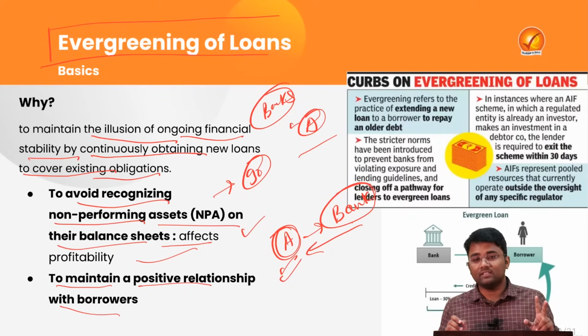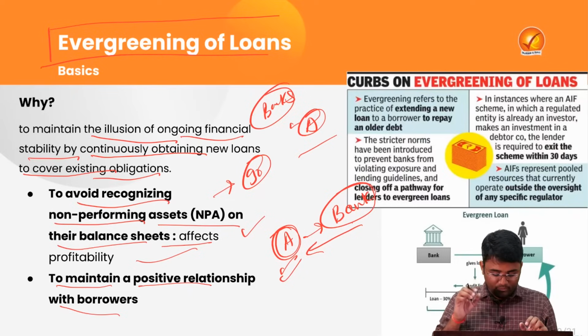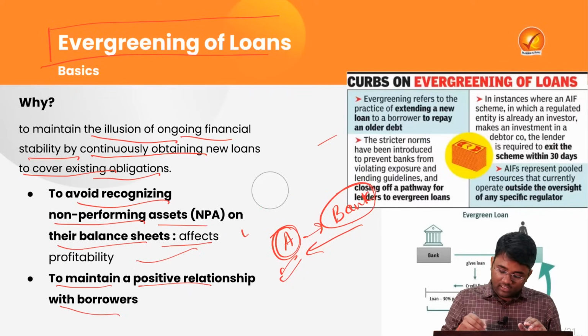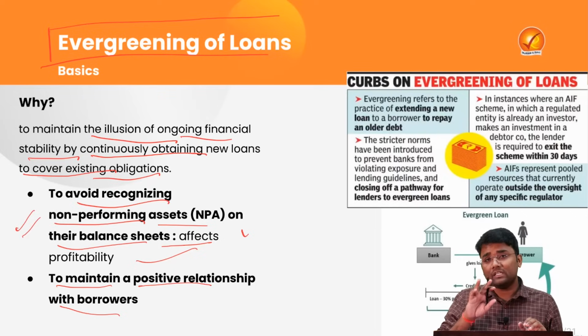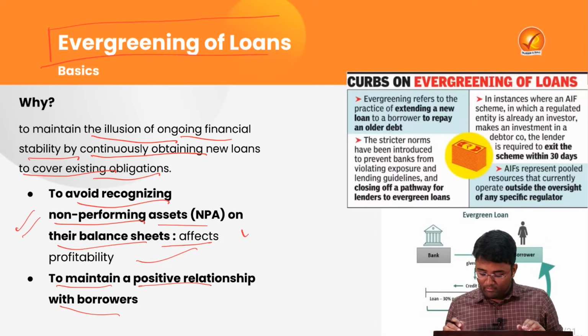So the two reasons: first is to avoid recognizing NPAs, and second is to maintain a proper relation with the borrowers. And that's why when these loans are not categorized under NPAs, it will give us an illusion, a false picture of the condition of the bank, a false picture of the balance sheet and of the profitability of the banks.